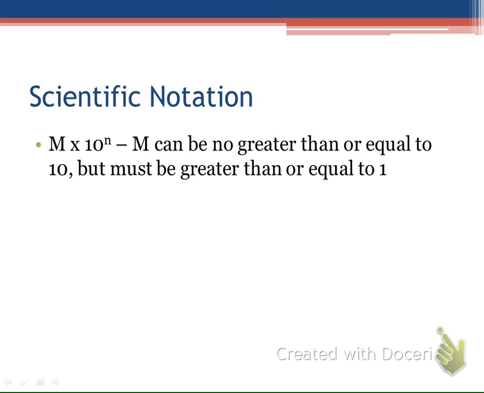Okay, let's move on to scientific notation. It is always written in the form m times 10 to the n. M, this number right here, has to be between 1 and 10. Must be between 1 and 10. That's really, really important. Scientific notation, that value must be between 1 and 10.